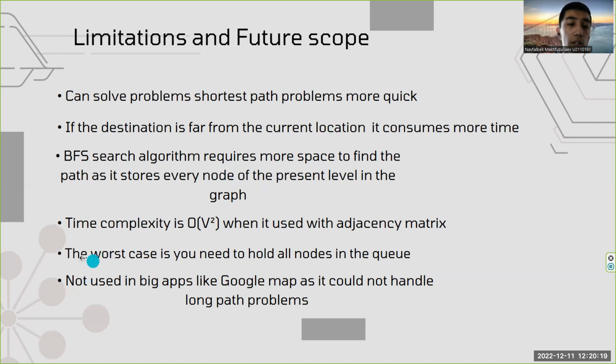The worst case for the algorithm is that you need to hold all nodes in the queue, and it consumes more memory. Most giant companies do not use the BFS algorithm. For example, Google Maps uses Dijkstra's or the A star algorithm to find shortest paths, because, as I said, BFS cannot handle the long path problem.